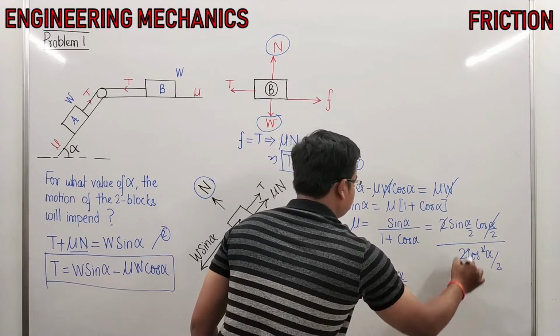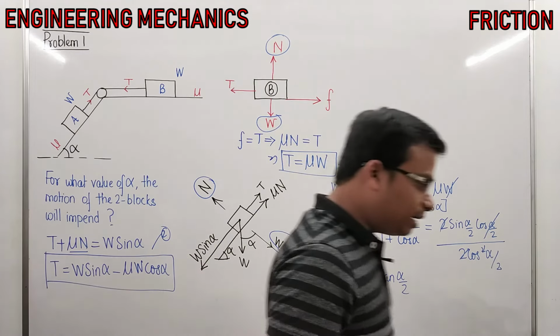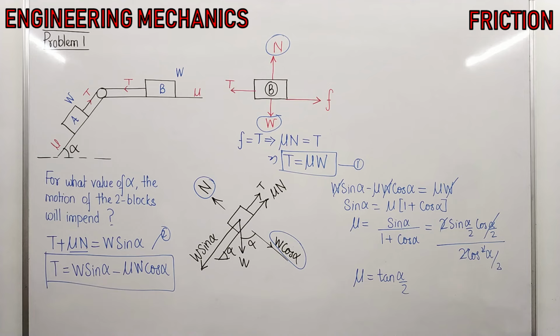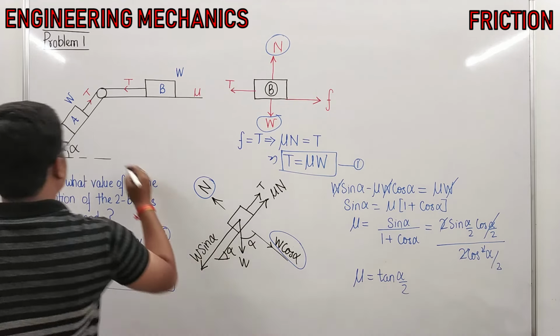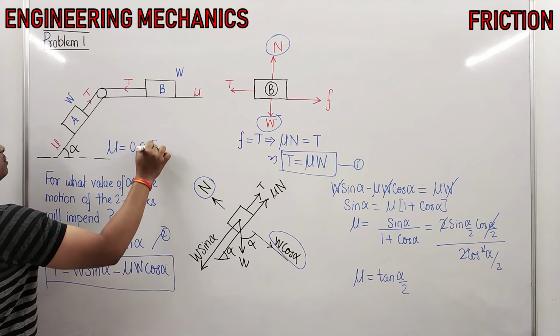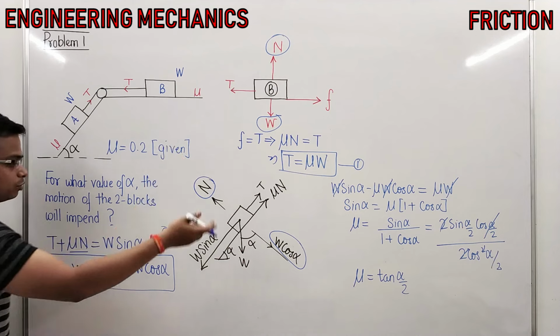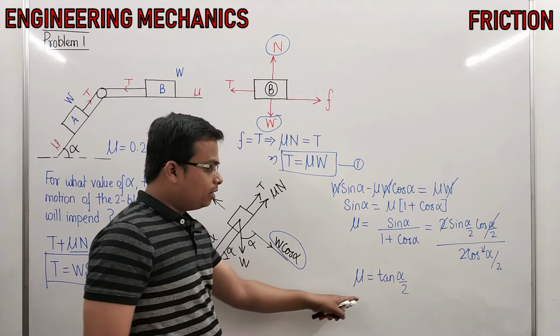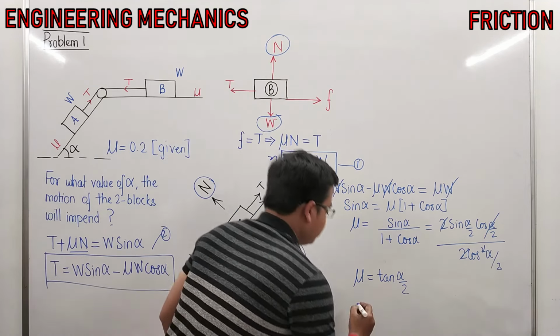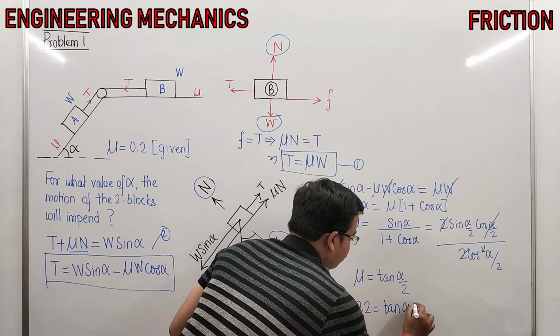We already know the value of mu. Mu's value has already been given, and has to be taken as 0.2. This has been given to us in the problem. You just need to put that value of 0.2 over there. And once you do that, you're going to get the value of alpha by 2. So 0.2 is equal to tan alpha by 2.